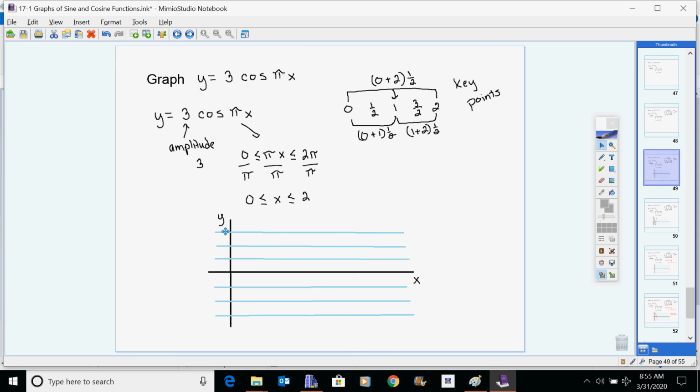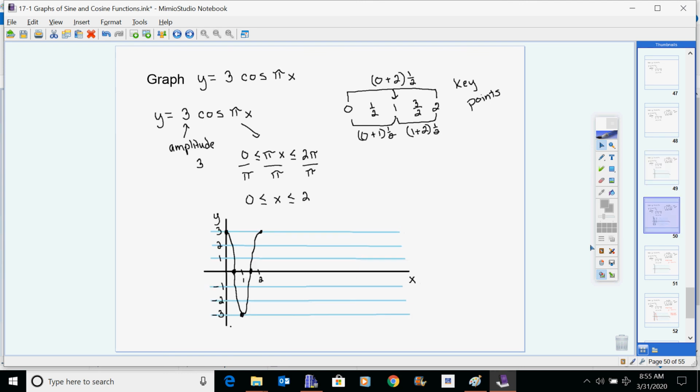I'm going to be wanting to go up 3. I'm going to be wanting to go down 3. This is your normal standard piece of notebook paper that will help you with that. I want my key points. I want my 0, my 1, my 2, my 1/2, my 3/2. So you would put 0, you would find a place to mark a 2, go halfway and make a half, 1, then a half, and then 3/2 for those spots.